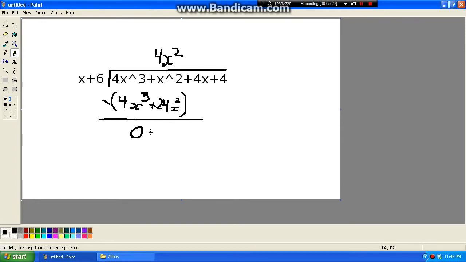But then you've got a minus 23x squared, and then plus 4x. So it's the same thing as we were doing before. Okay? How many times does x go into negative 23x squared? It goes negative 23x.